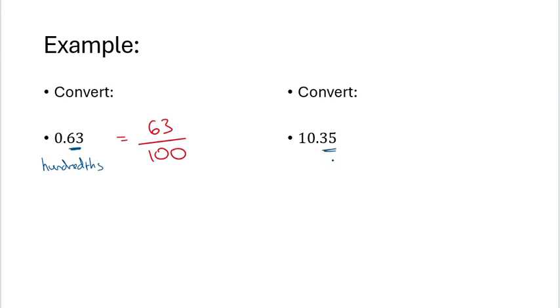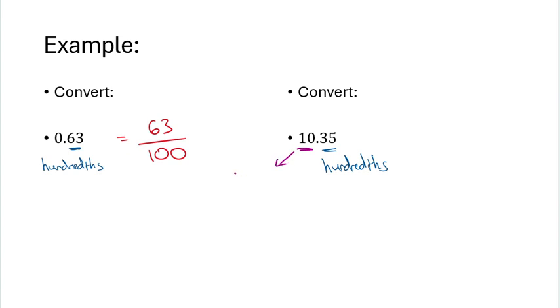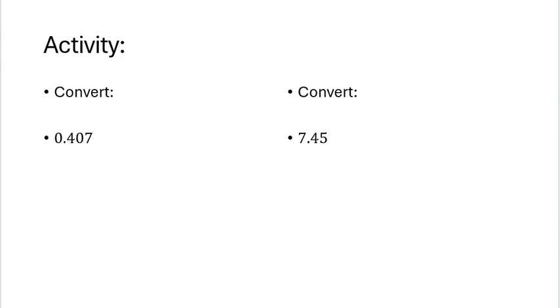This is where it sort of gets a bit weird. So this is also the hundredths. But you'll notice that you have wholes. So you have 10 wholes here. So this actually becomes 10. And then this hundredths part becomes 35 over 100, like so. And next you want to simplify this fraction here. So it becomes 10, and 35 over 100 ends up being 7 over 20. And that's it. I'll give you some time to work this out.